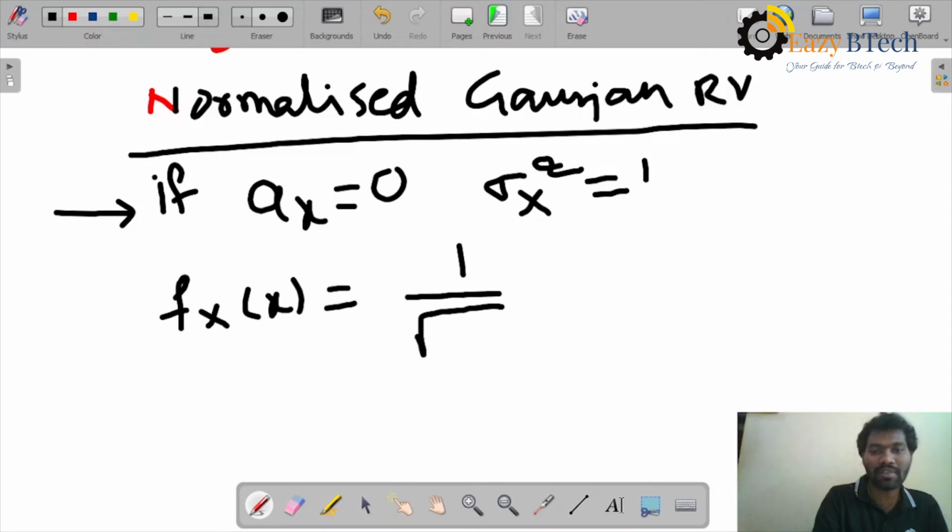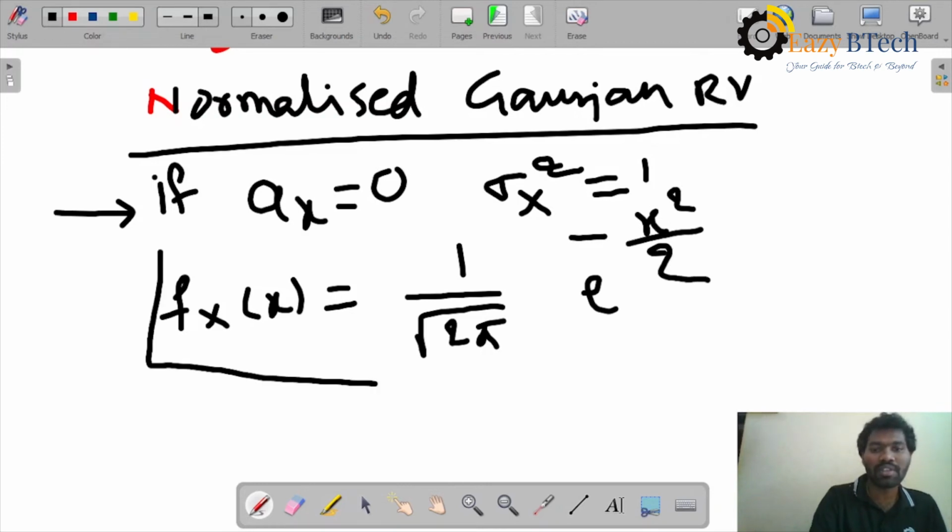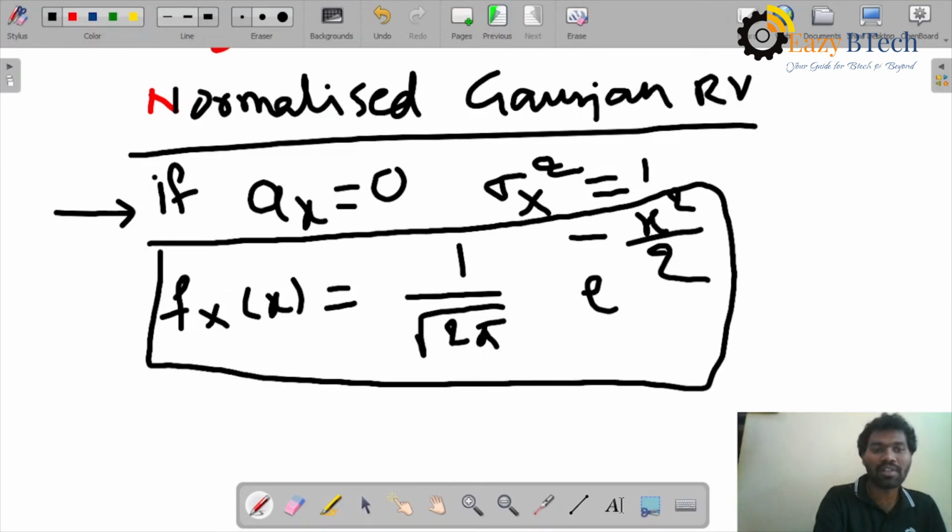It becomes 1 by root 2 pi sigma x square. That means with sigma x square equal to 1, it is 1 by root 2 pi e power minus x square divided by 2. So this is called the normalized Gaussian density function, obtained by applying ax equal to 0 and sigma x square equal to 1.